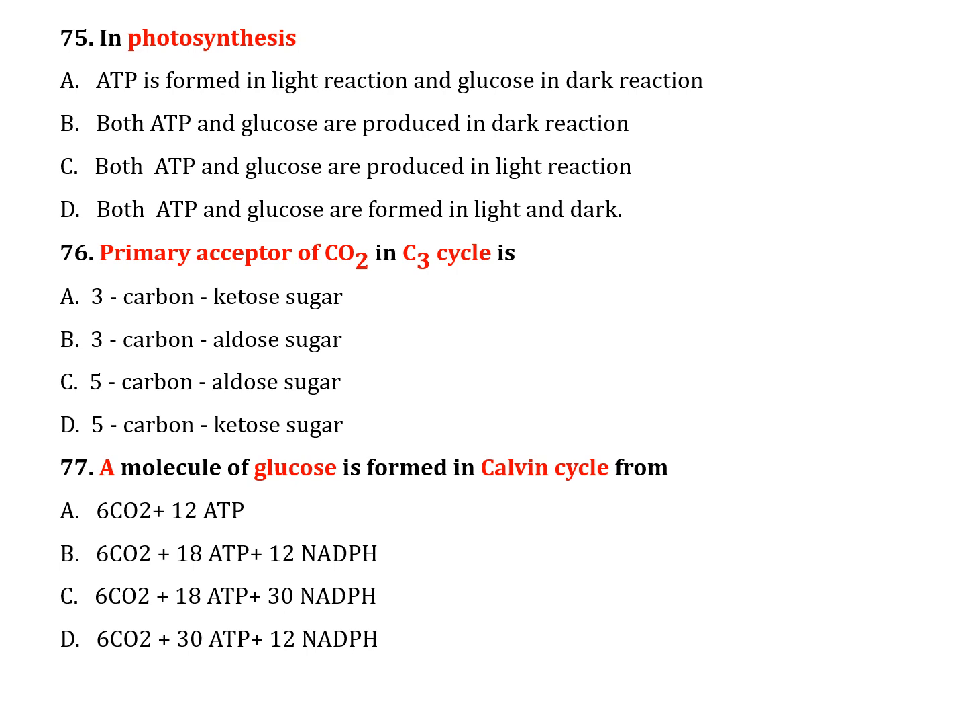In photosynthesis, option A, ATP is formed in light reaction and glucose in dark reaction. Option B, both ATP and glucose are produced in dark reaction. Option C, both ATP and glucose are produced in light reaction. Option D, both ATP and glucose are formed in light and dark. The correct answer is option A, ATP is formed in light reaction and glucose is formed in dark reaction. The next question number 76.